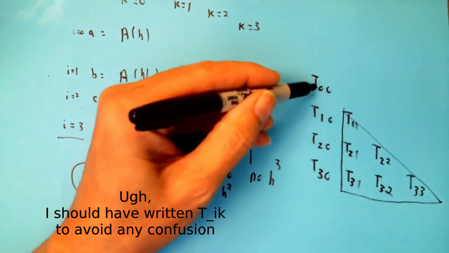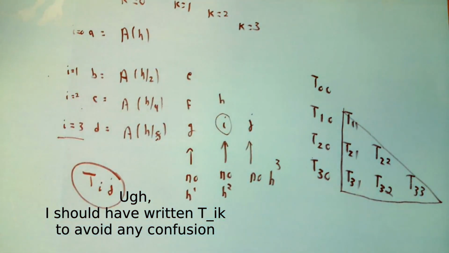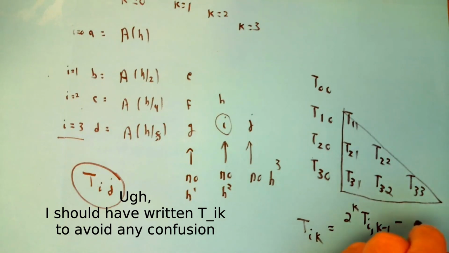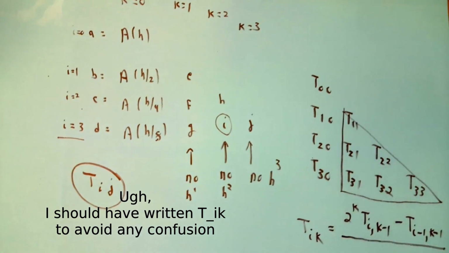So let's assume that I've already calculated these initial numbers in column k equals 0. How do I get the rest of them? T_ik is 2 raised to the k power times the number that's immediately to the left of T_ik. That would be T still in row number i, but the previous column. I have to subtract away the number in the table that's immediately above T_i,k-1, so I'll still be in the same column, but one row less. And then I have to divide by 1 less than the power of 2 that I'm using.